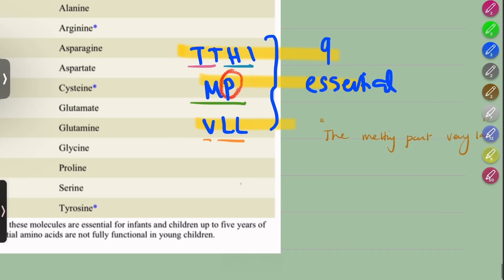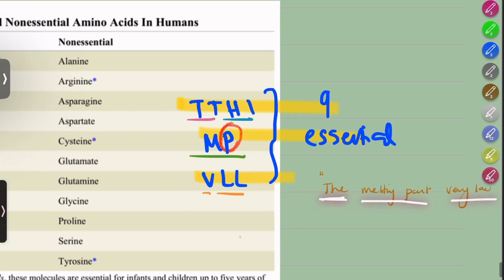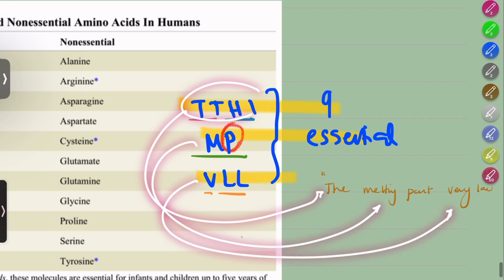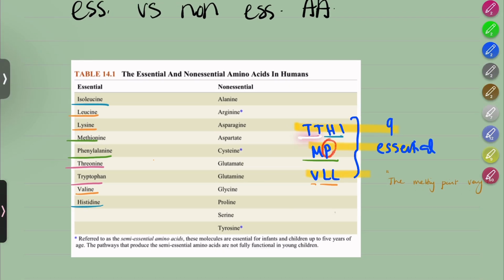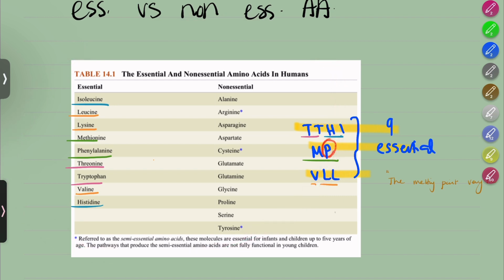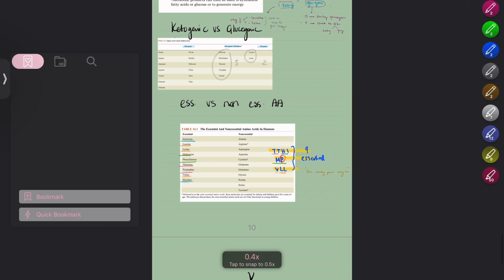You can use this mnemonic, which is "melting point very low." So you can say that this is the melting point and this is very low. So the TT stands for threonine and tryptophan, then the HI, the histidine and the isoleucine, and then the MP, VLL, and so on and so forth. But just make sure that the table that you are provided with in your PowerPoint corresponds to this one, because sometimes certain changes can be made in the classification. Okay, so for now we're done.